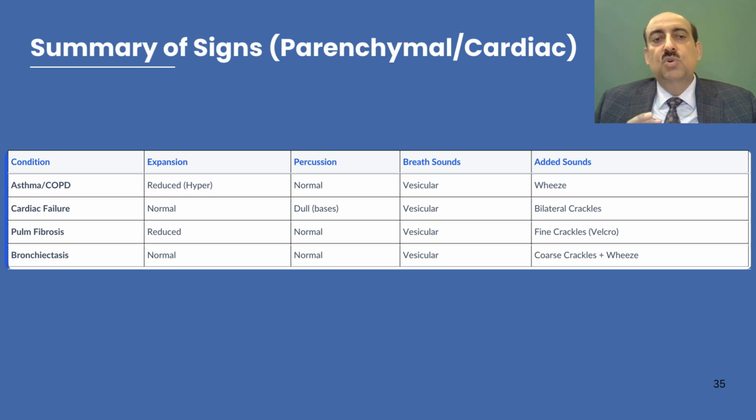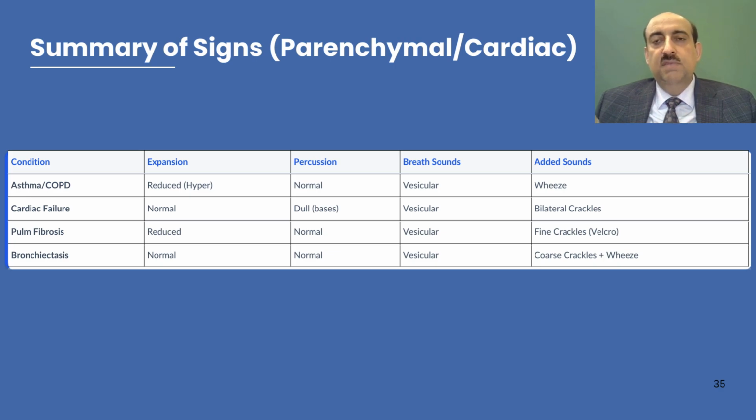Now, coming to the percussion note, in asthma and COPD, it would be predominantly normal unless it's complicated with the pneumothorax and all that. In cardiac failure, the percussion note will be dull, especially at the bases, especially if it's associated with bilateral pleural effusion. While the percussion note in pulmonary fibrosis and bronchiectasis should be relatively normal. The only exception is in bronchiectasis, if there is a lobar pneumonia or secondary pneumonia due to bronchiectasis, then that's a different thing. In terms of the breath sounds, in all four conditions it should be normal vesicular.